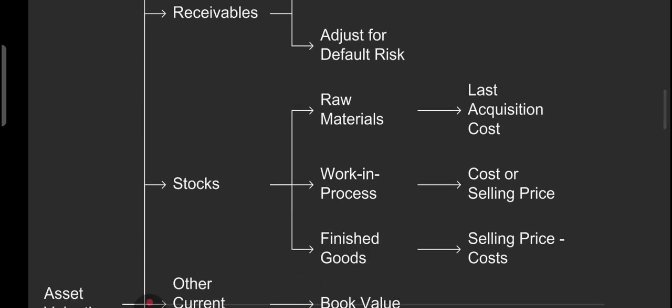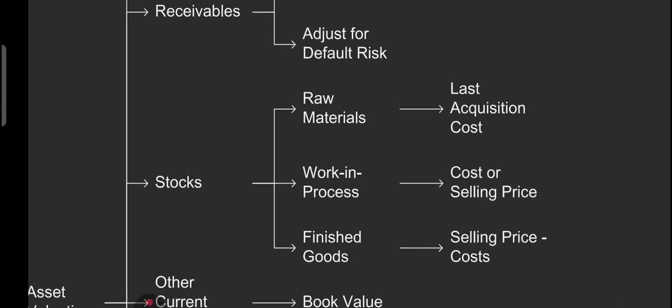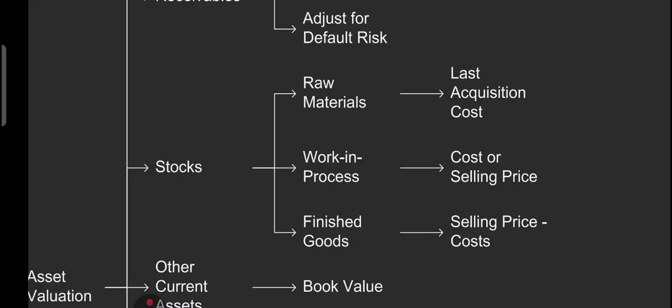Then we have the stocks, which is very important. A stock here means inventory. A stock is valued differently based on its production stage. There are different production stages of stock or inventory. The first is called raw material. It is valued at the last acquisition cost, meaning what it costs to purchase them. That is how the asset valuation of stock in raw material is done.